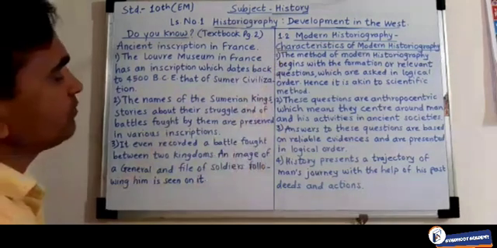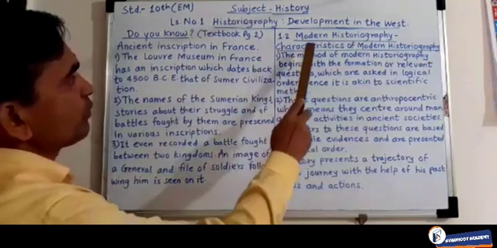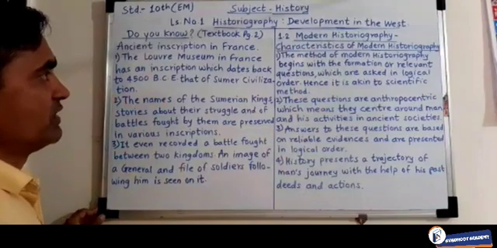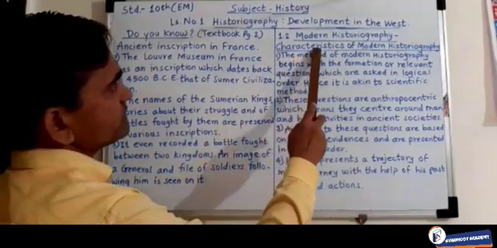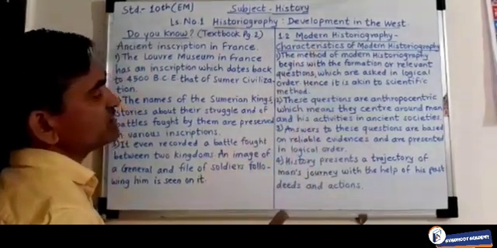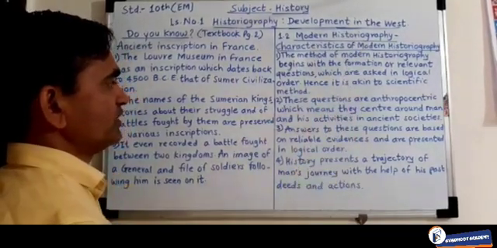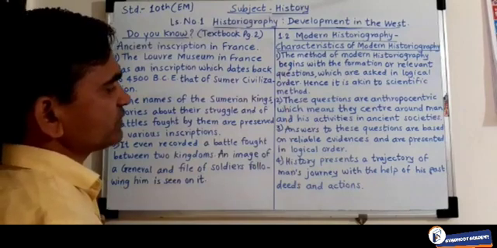Now the point number 2, that is 1.2, modern historiography. First we will see the characteristics. Characteristics means the features. Features of modern historiography. See, here are 4 characteristics, and we will see them one by one.